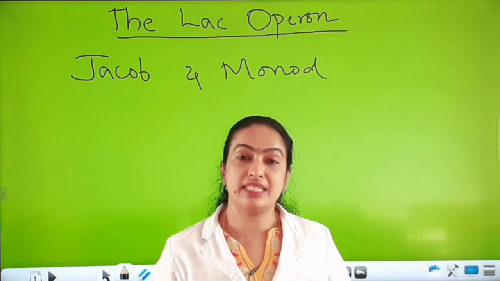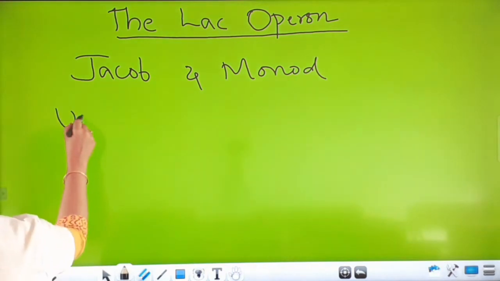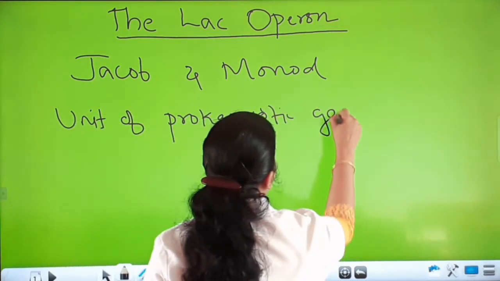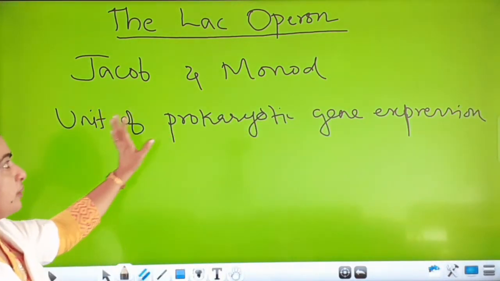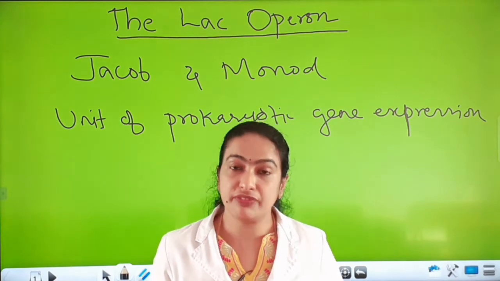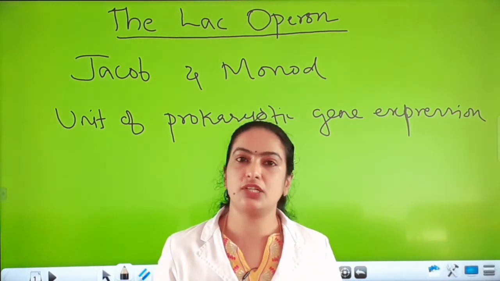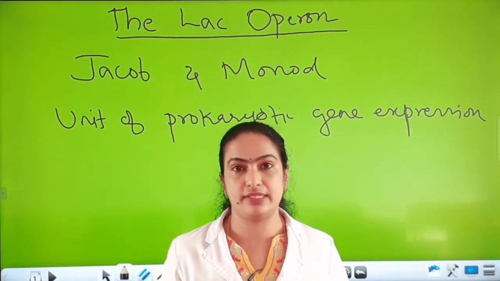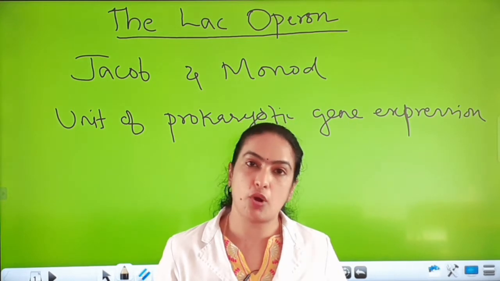This Lac operon is a unit of prokaryotic gene expression, and it was proposed by Jacob and Monod. So we can define an operon as a unit of prokaryotic gene expression which consists of a group of regulated structural genes and control elements, which are recognized by the regulatory gene products. So that is an operon.